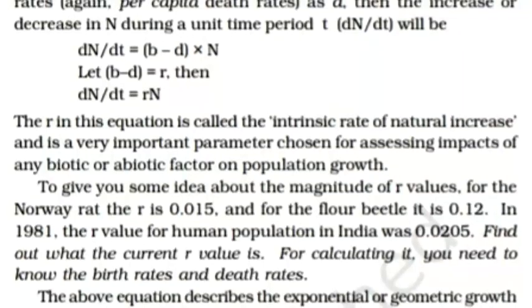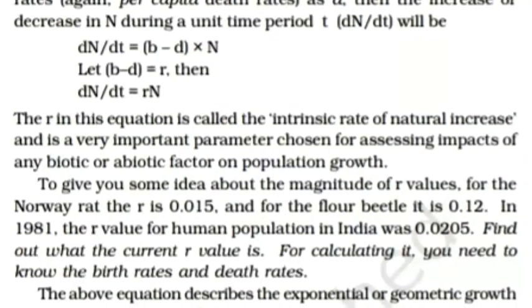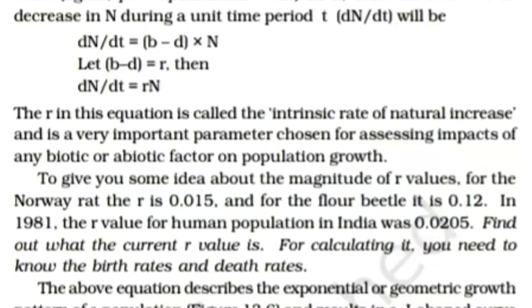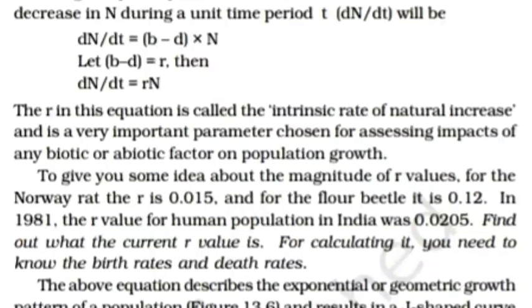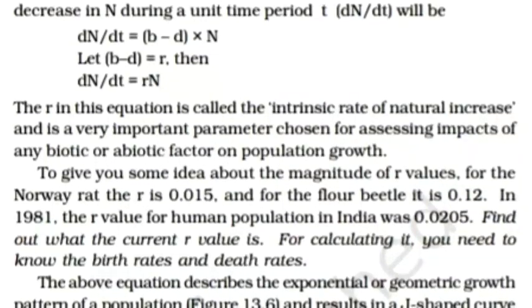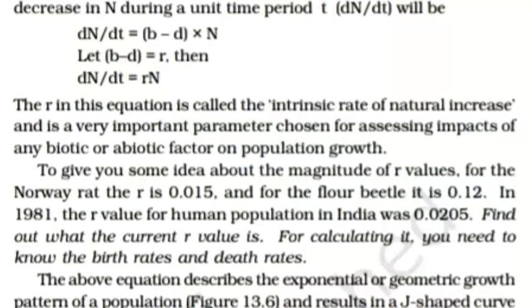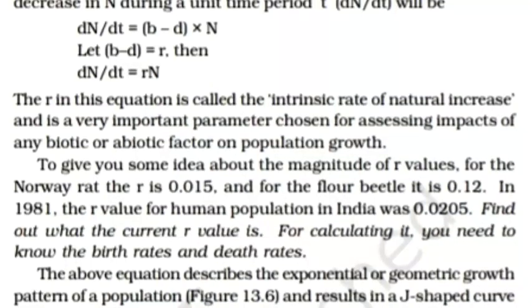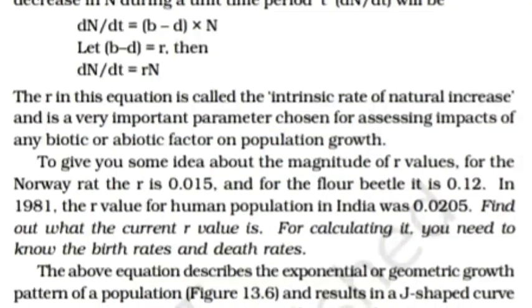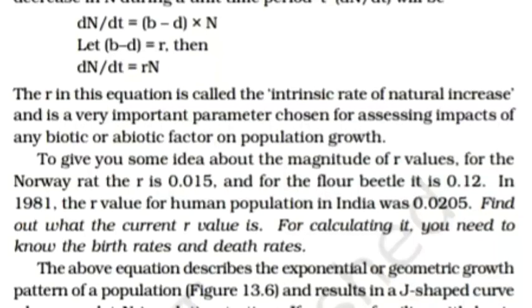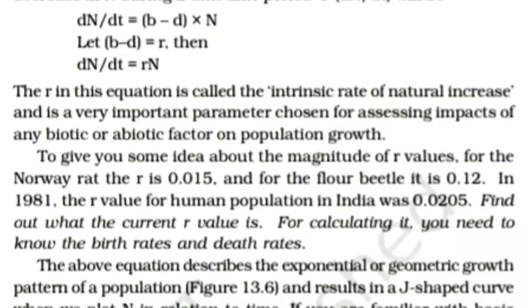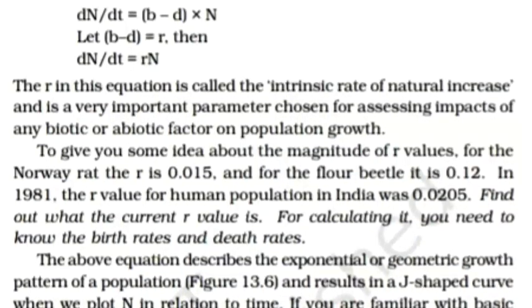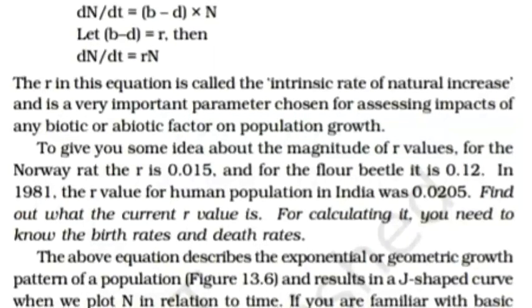To give you some idea about the magnitude of r values, for the Norway rat, the r is 0.015, and for the flour beetle it is 0.12. In 1981, the r value for the human population in India was 0.0205. Find out what the current r value is. For calculating it, you need to know the birth rate and death rate.